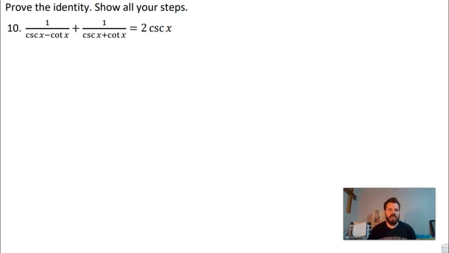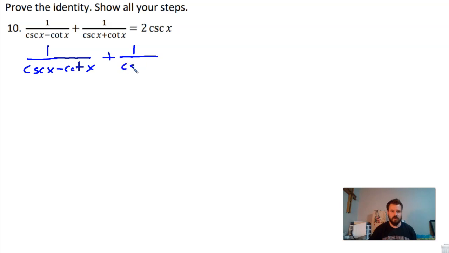All right, number 10, our last proof. Once again, start with the ugly side. I'd say pretty clear, the left side of this equation is the ugly side. So start off with 1 over cosecant x minus cotangent x plus 1 over cosecant x plus cotangent x. All right, what can I do with that?